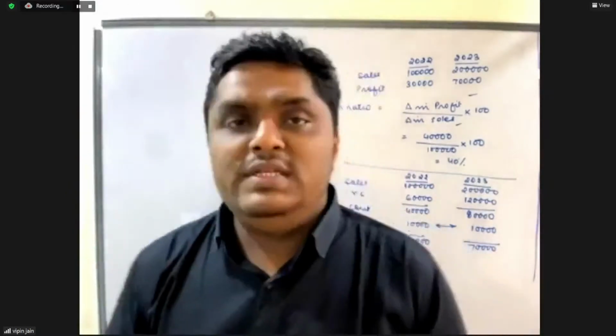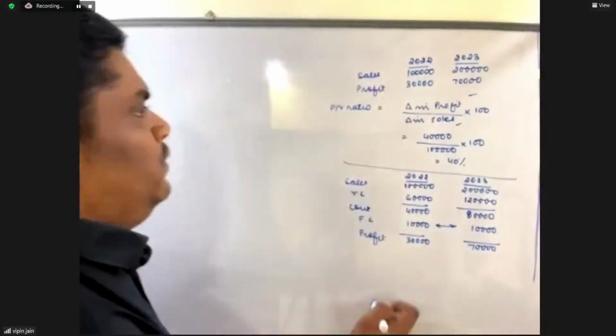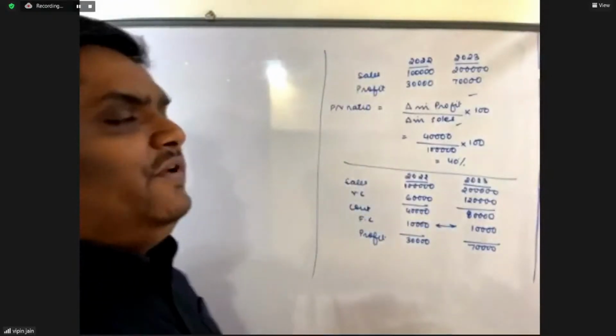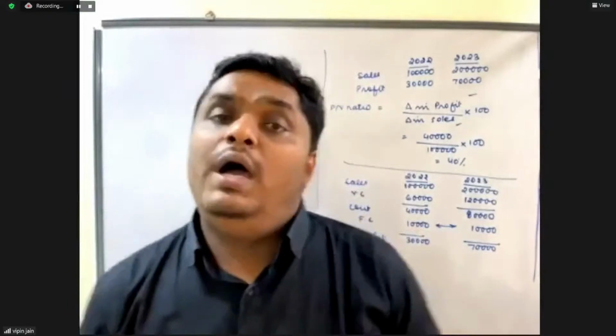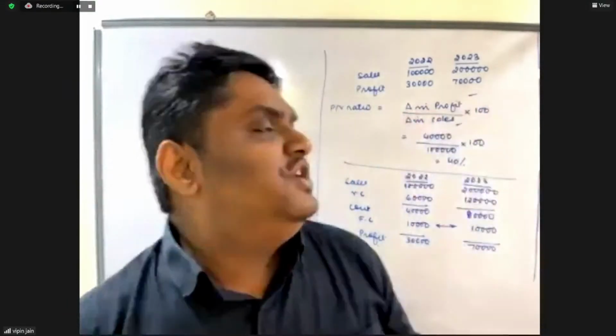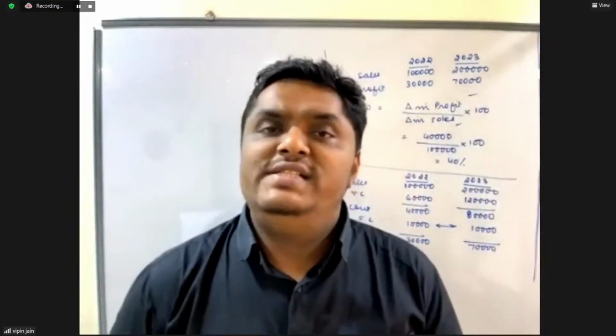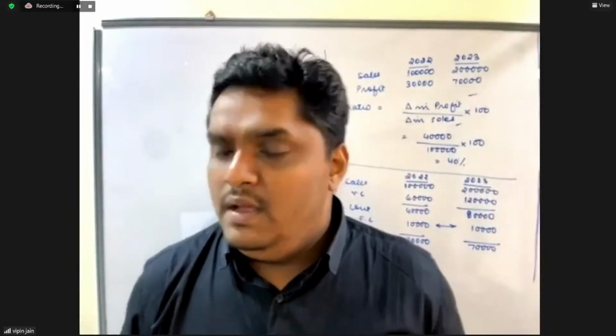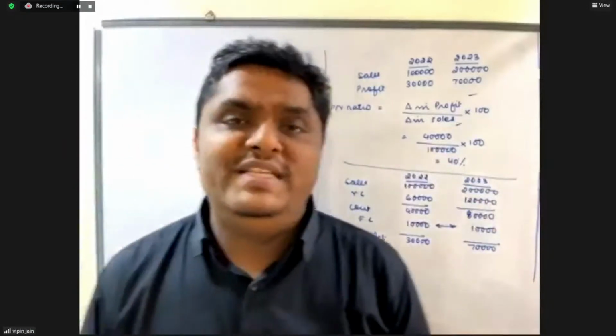If you guys have any doubts in this part, you guys can please post your queries. So if the two period figures are given, when talking about how to calculate PV ratio, the concept is very simple, wherein change in profit divided by change in sales into 100. I request you guys to please copy this explanation.